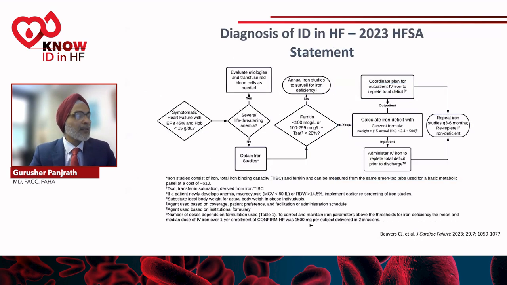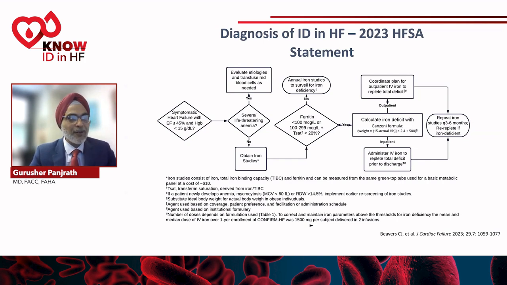This is a statement from HFSA, which was published recently, looking at how to screen and diagnose iron deficiency in the heart failure population, especially for patients with symptomatic heart failure with LVEF less than or equal to 45% and hemoglobin less than 15. You look for severe life-threatening anemia. Obviously, if they have life-threatening anemia, they need to be transfused as needed. If not, then you obtain iron studies, which include, again, serum ferritin and transferrin saturation.